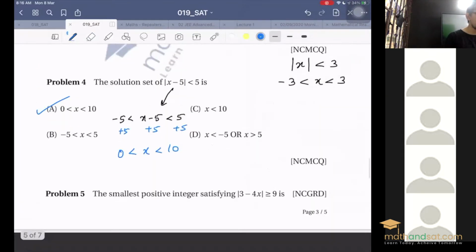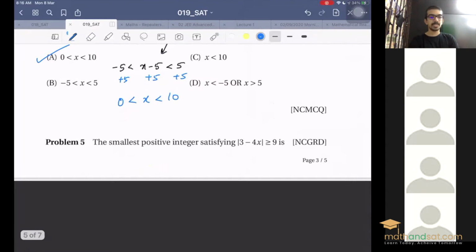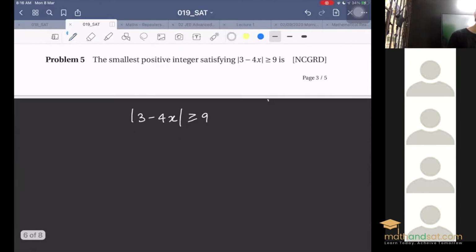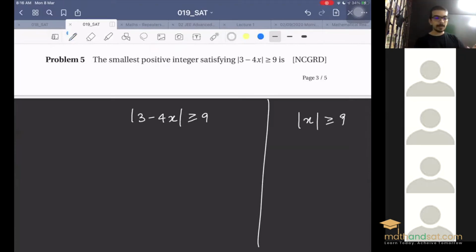The next question is, the smallest positive integer satisfying modulus of 3 minus 4x is greater than or equal to 9. So we have the absolute value of 3 minus 4x is greater than or equal to 9. If we have something like modulus of x is greater than or equal to 9, it simply means that x is greater than or equal to 9 or x is less than or equal to minus 9.